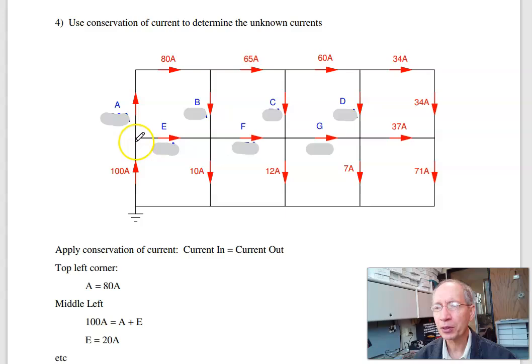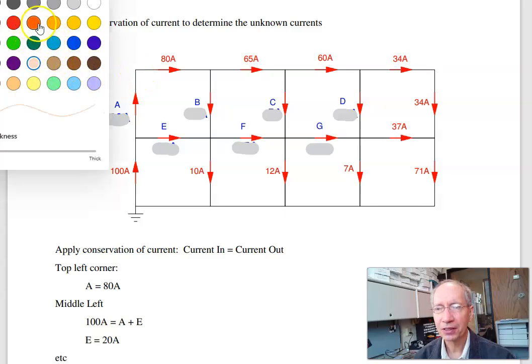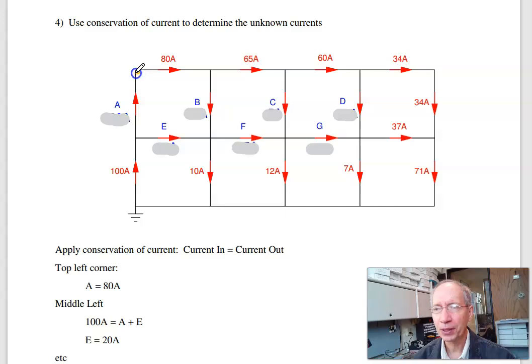Here I've got 100 amps going in, 2 going out, so I don't know which is which. Let's take this one. At this point, let's get a color I can see. At this point, I've got 80 amps leaving. I have to have 80 amps coming in. So A must be 80. Now right here, I've got 100 amps going in. I have to have 100 going out. A is 80. E must be 20.